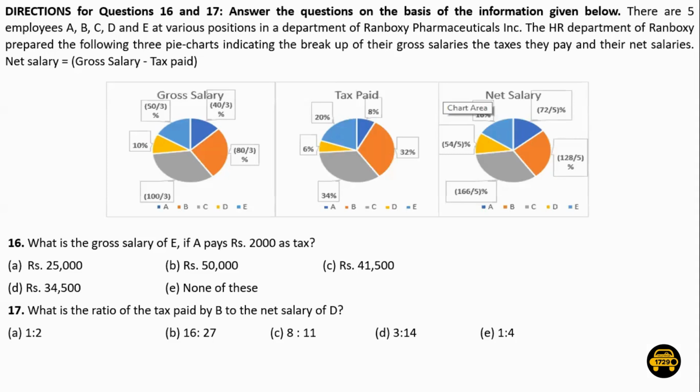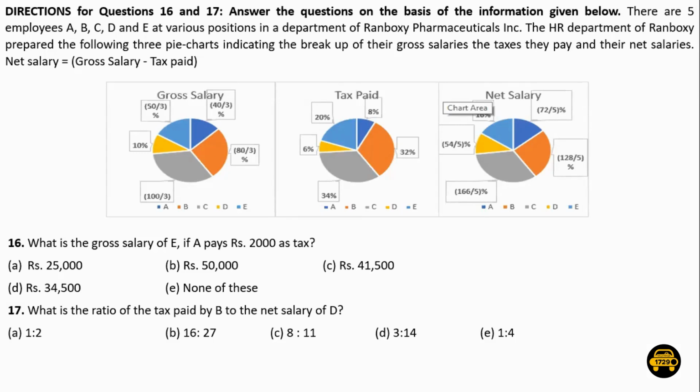So let's check, for example, if you talk about gross salary, the total gross salary, whatever it is, A contributes 40/3% of the total gross salary being distributed. B contributes 80/3% of that. C contributes 100/3%. D contributes 10%, and E contributes 50/3% of whatever it is. All right. Similarly, we have information about tax paid and net salary.